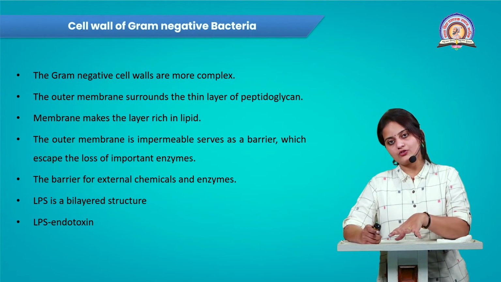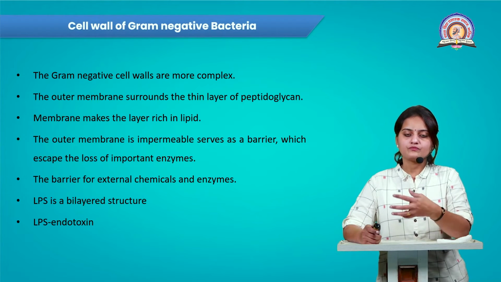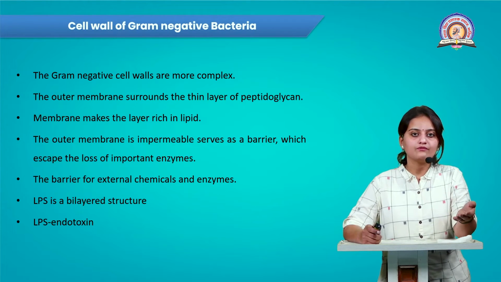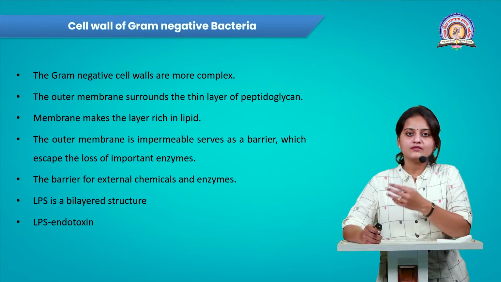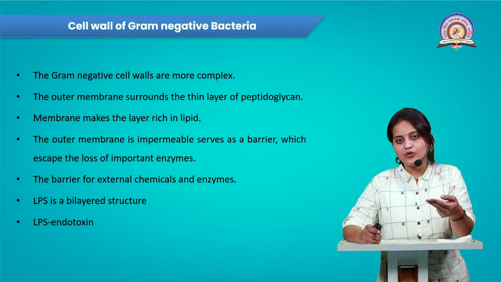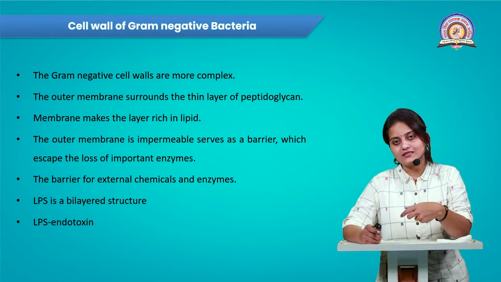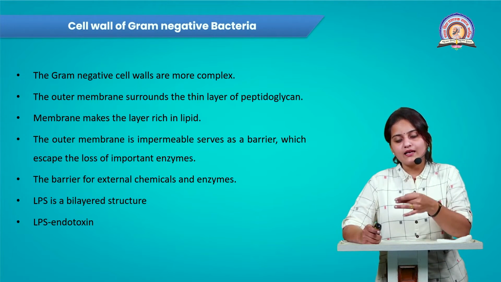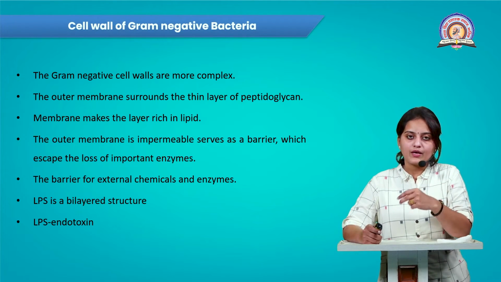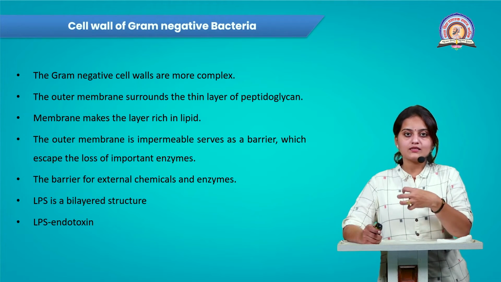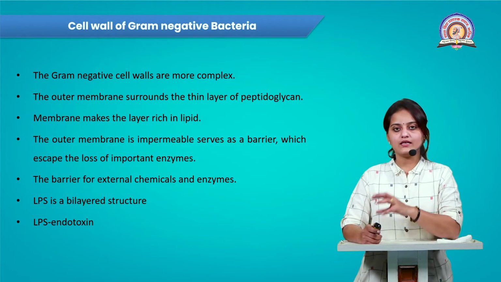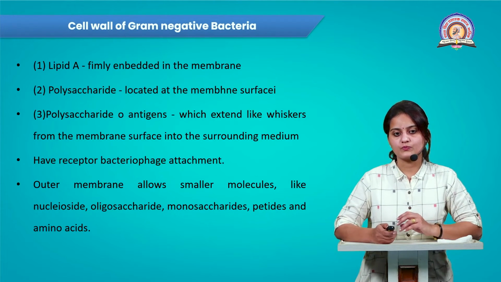Now, gram-negative bacteria usually develop different types of resistance towards different environmental conditions, and such resistance is because of the lipopolysaccharide. The second important thing about the gram-negative cell wall is that lipopolysaccharide itself acts as an endotoxin, and by producing endotoxin, it protects the cell as well as harms the host. Host means wherever the cell is present in the host.